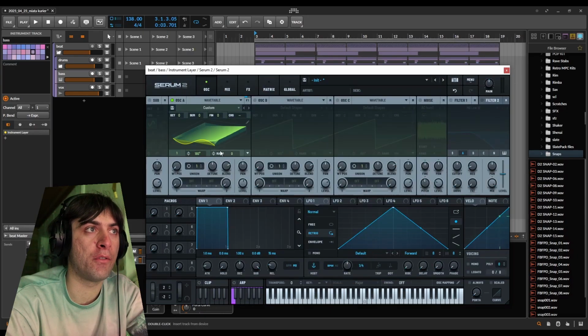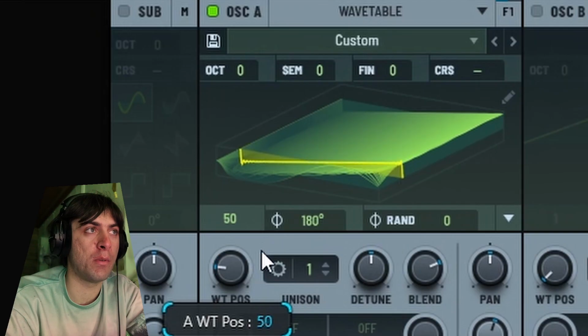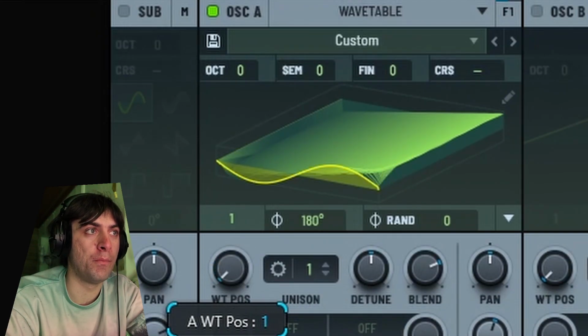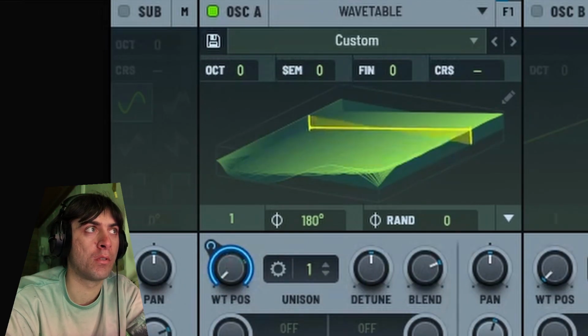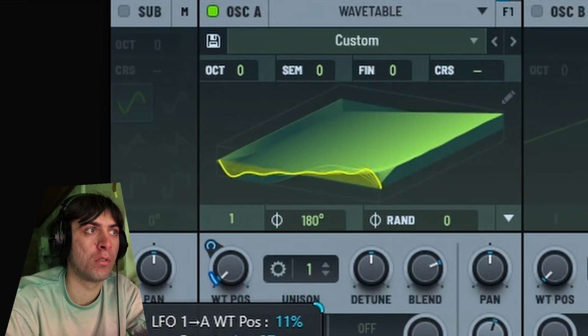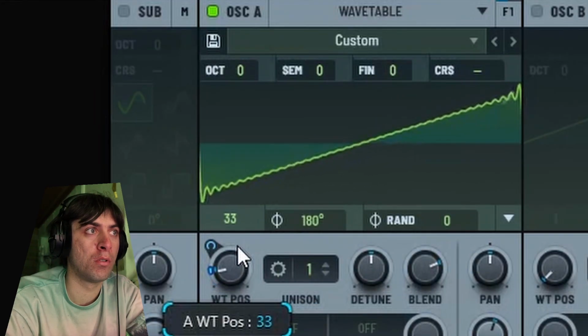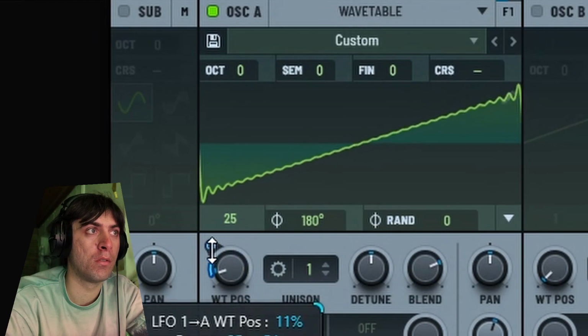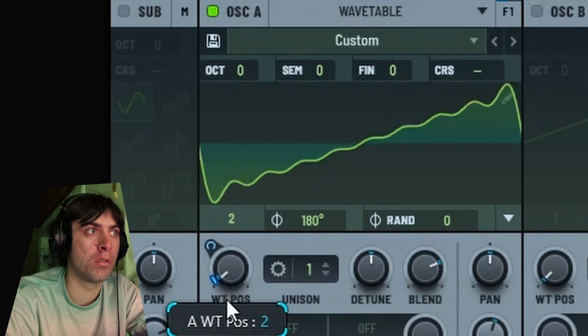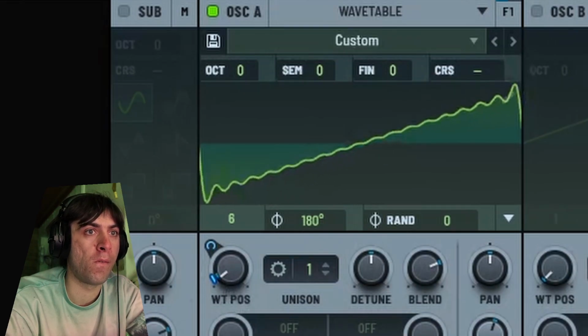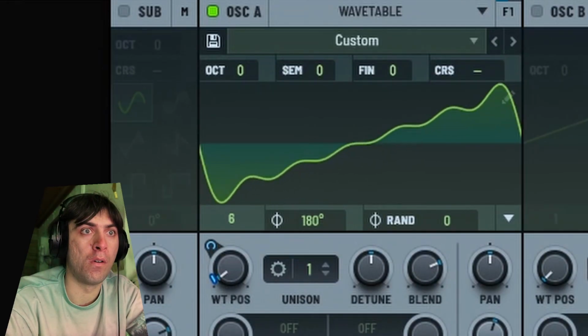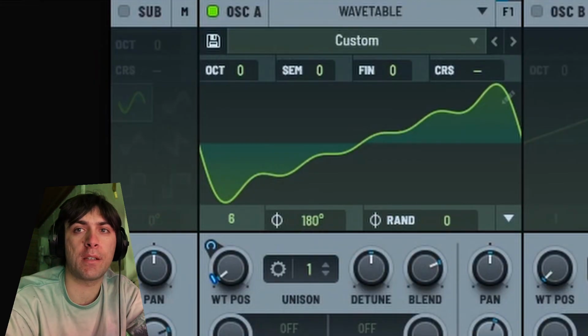And now that we have a wavetable like that, it converges to a saw wave pretty quickly, but it still looks pretty cool. We can use an LFO. Nice. So that is exactly what I expected an analog saw wave to do. Just give me a smoother type of saw wave.